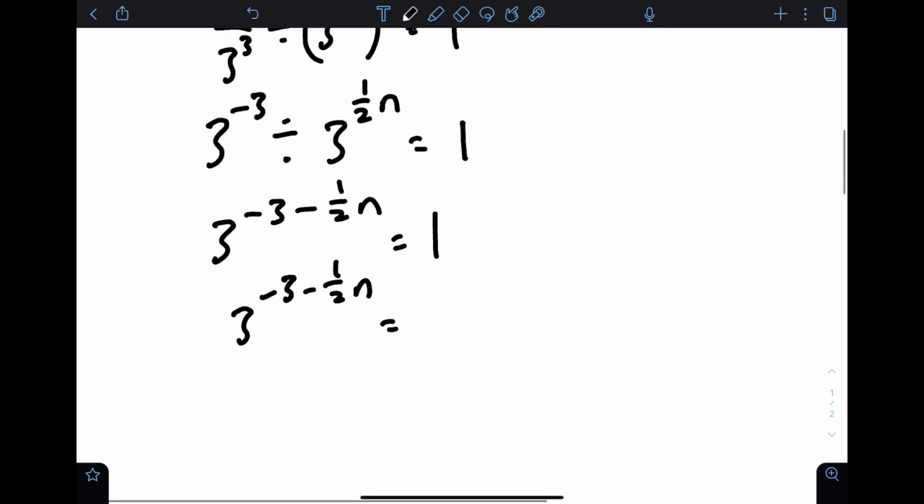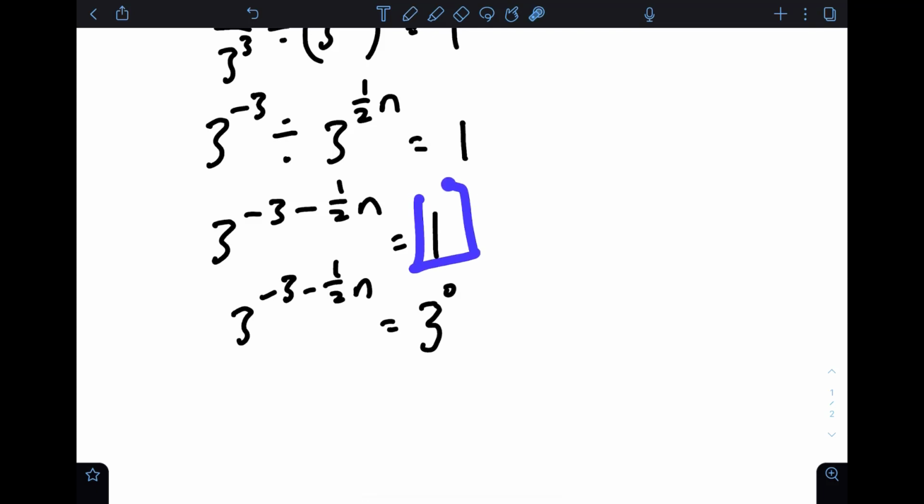Now 1, you can change it to the base of 3 to the power of 0. 1 is a very convenient number. It's basically just any number to the power of 0. From here on, we can then compare the powers. This power here is equal to 0 because the base is the same. So negative 3 minus half n is just 0.